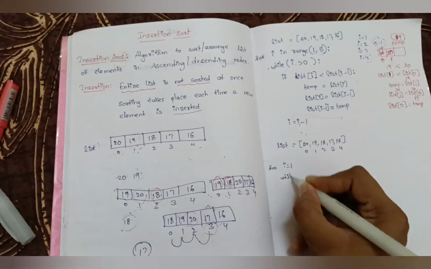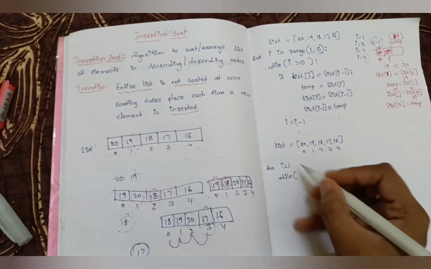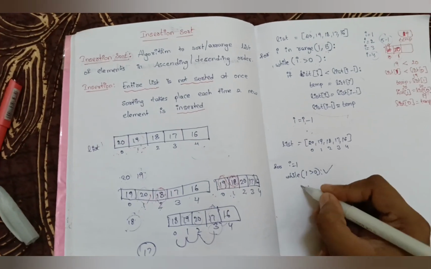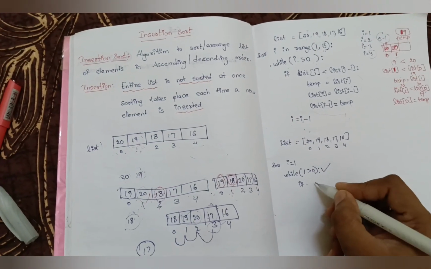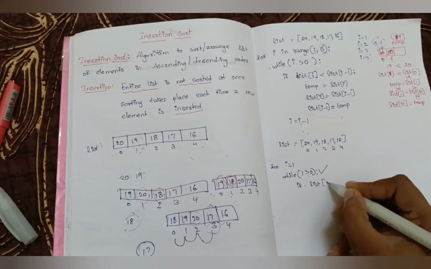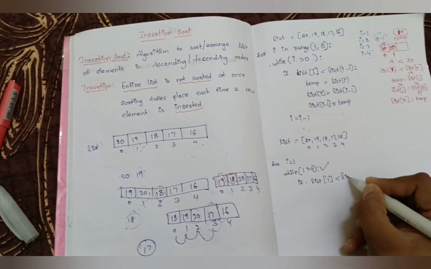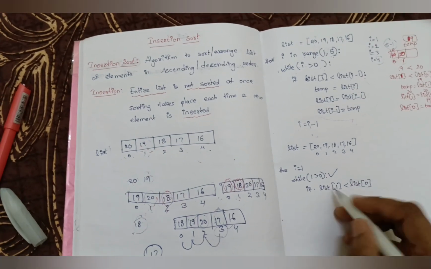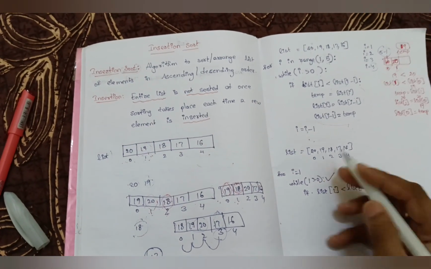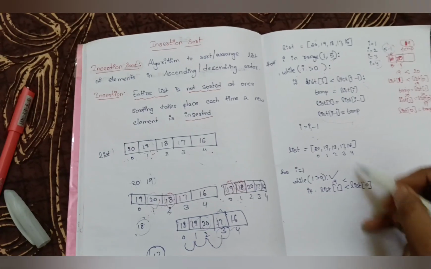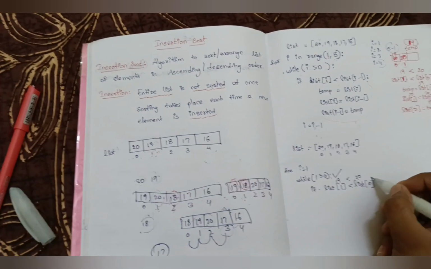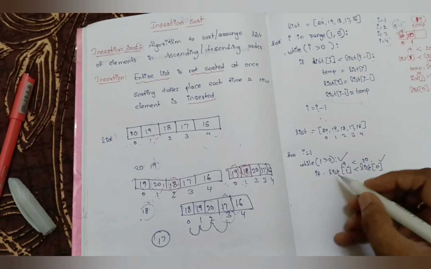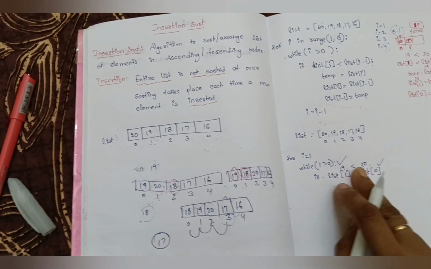Then I have to enter the while loop. i value is 1, greater than 0? Yes, 1 is greater than 0. We'll enter this loop. Then another conditional statement is there: if list of 1 is less than list of 1 minus 1, that is 0. What is list of 1? List of 1 is 19. 19 less than list of 0, that is 20. Yes, 19 is less than 20. Then we'll enter this conditional statement, and we'll swap both the elements.